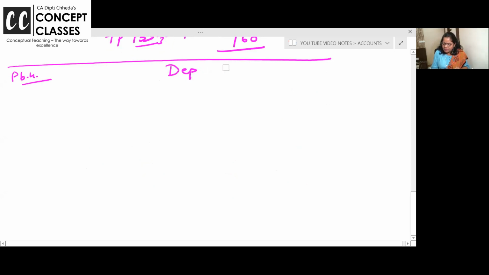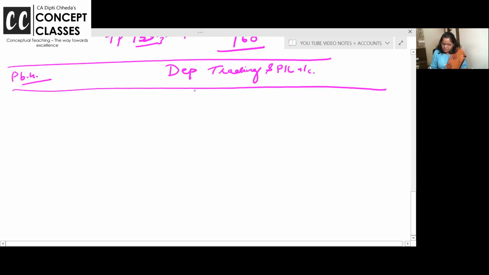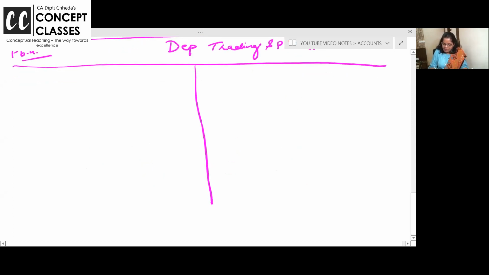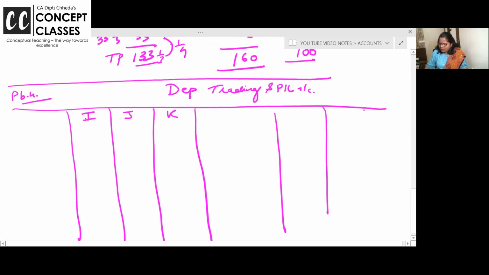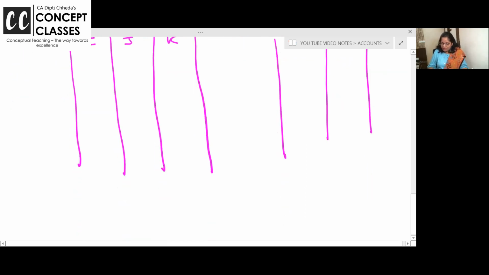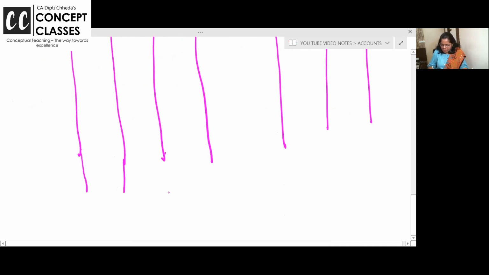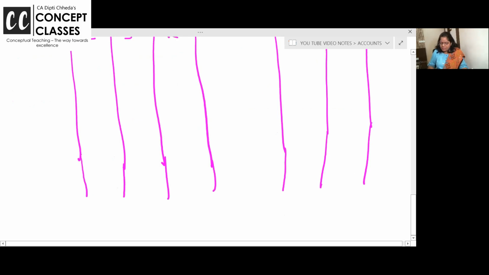departmental trading and P&L account. I hope all of you know trading and P&L account is above the line and below the line and for the period ended. That is very common. So we will make 3 columns. 3 columns. I, J, K. This side, again 3 columns. I, J, K. This is going to be your trading account and your P&L account, and then common P&L account also we will prepare.